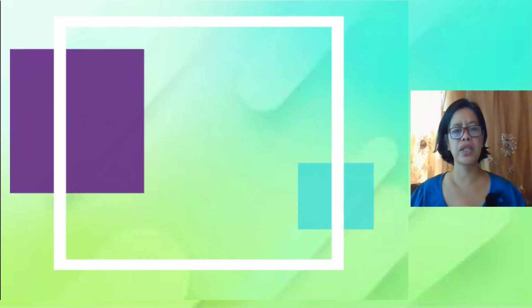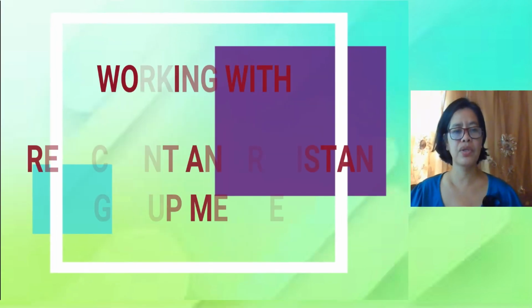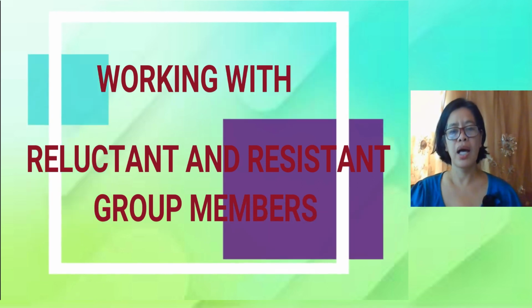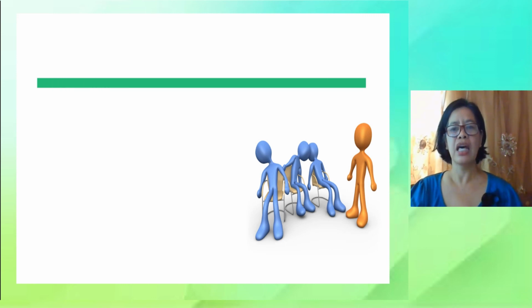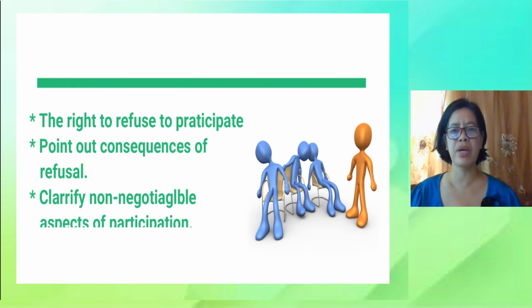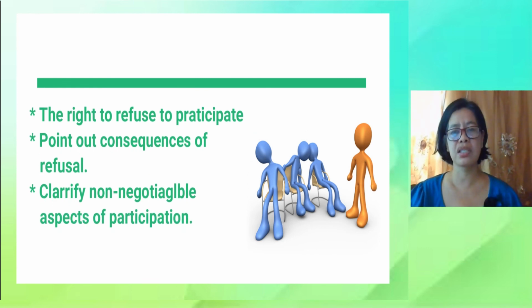The next very important activity is dealing with reluctant and resistant group members, because we cannot deny that there are such people. So, what do we do here? We have to bear in mind that they have the right to refuse to participate. So you point out the consequences of refusal and clarify non-negotiable aspects of participation.